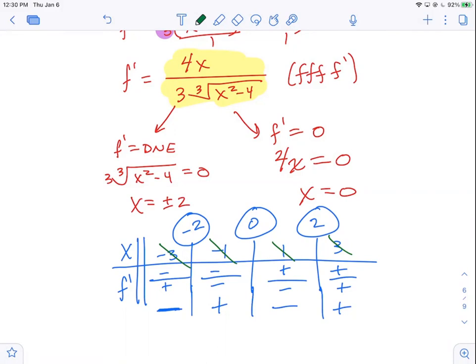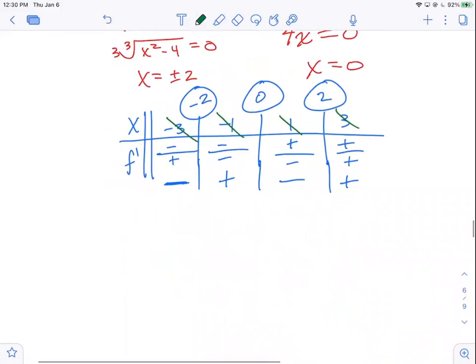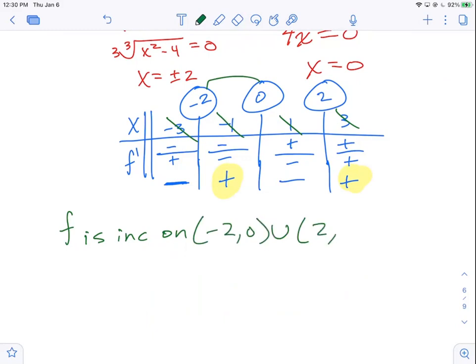We can answer the questions now. Where's the function increasing, decreasing, and what are the local extrema? Let's go ahead and do both. Okay, we'll change the instructions. F is increasing on any interval where you have a plus sign. So it's going to be between -2 and 0, union to the right of 2. Okay, and we're doing open intervals. College Board may have brackets around those. Don't let that bother you.